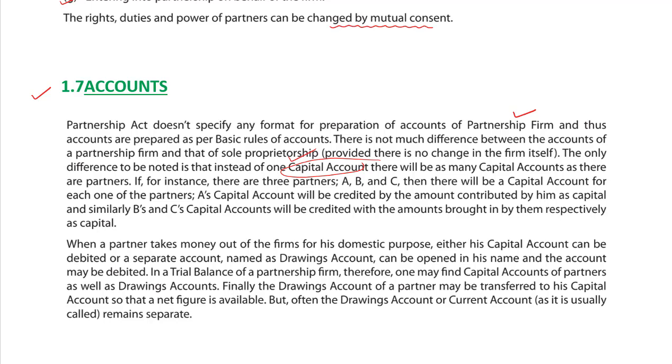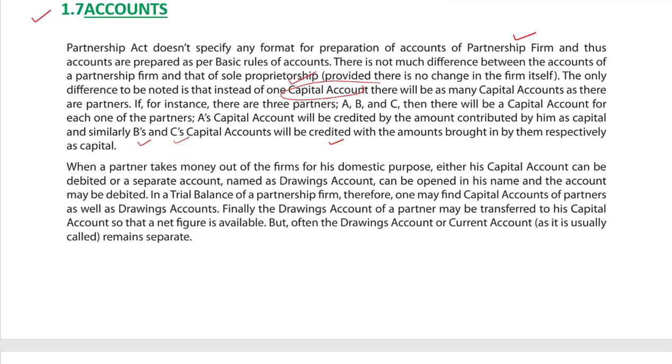There will be as many capital accounts as there are partners. If, for instance, there are 3 partners, there would be 3 capital accounts, capital account of A, B and C, and there will be a capital account for each one of the partners. A's capital account will be credited by the amount contributed by him as capital, and similarly B's and C's capital accounts will be credited with the amounts brought in by them respectively as capital.